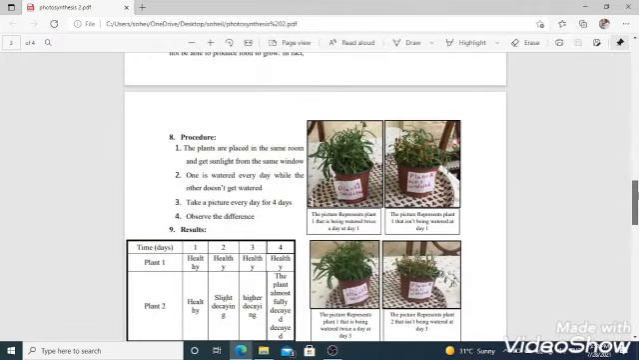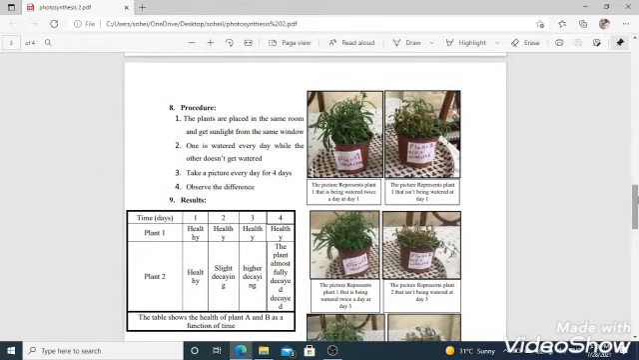Next, we followed a certain procedure or steps to do this experiment. First, the plants are placed in the same room and get sunlight from the same window. Second, one is watered every day while the other doesn't get watered. Third, take a picture every day for 4 days. Fourth, observe the difference.